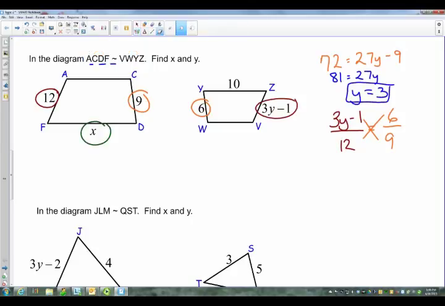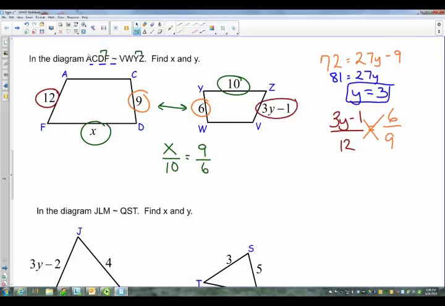So x is DF. That corresponds to YZ, so x corresponds to 10. And so we can set that up as a ratio. I'll set this up as x over 10. Now remember, we put x in the numerator, so that means between these two, which we used as our scale factor before, the 9 is now going to have to go in the numerator, and your 6 is the denominator.